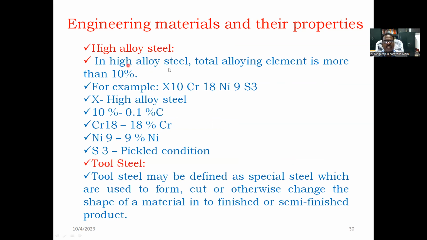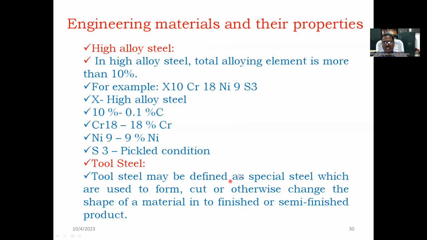High alloy steels. In high alloy steels, the total alloying elements are more than 10%. For example, X10 chromium 18 nickel 9 sulfur 3. X is high alloy steel, 10 means 0.1% of carbon, chromium 18 means 18% of chromium, nickel 9 means 9% of nickel, sulfur 3 means 3%, that is a pickled condition.